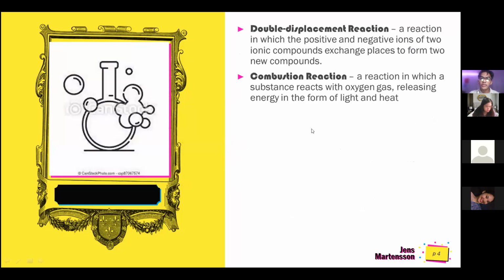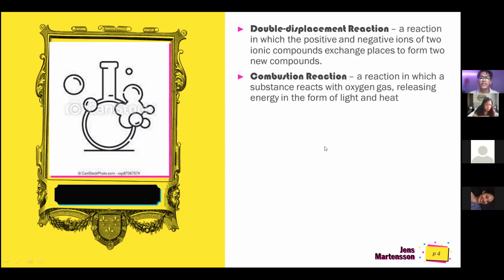Double displacement reaction, a reaction in which the positive and negative ions of two ionic compounds exchange places to form two new compounds. And for the last one, combustion reaction, a reaction in which a substance reacts with oxygen gas, releasing energy in the form of light and heat.